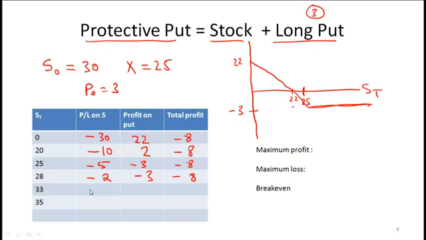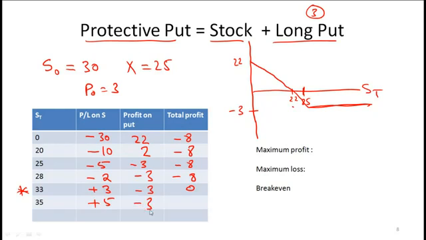Now we are actually making money on the stock, and in terms of the put option, at a price of 33, the put option is out of the money, so our loss on the put is simply 3, which is the premium, and our profit is 0. So 33 represents our break-even point. After 33, we are making money. So if the stock price goes to 35, then our benefit on the stock is 5.